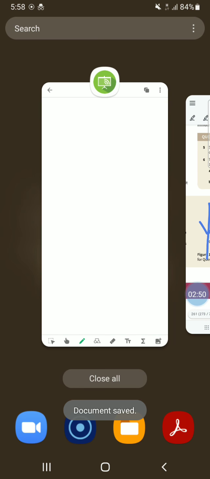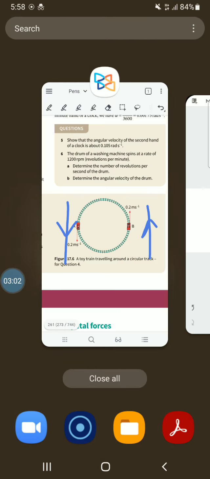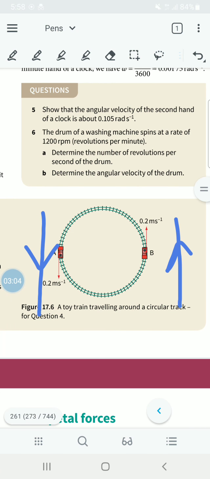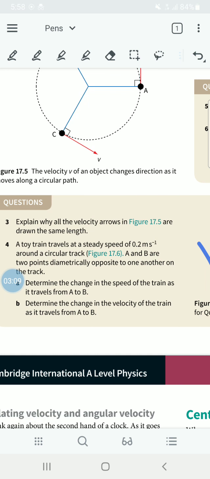So let's do that. The final speed is 0.2. Initial speed is also 0.2. So the answer is 0. So the speed does not change. It is quite simple. Then we come to part B of the question. Determine the change in the velocity of the train as it travels from A to B. Change in velocity of the train.